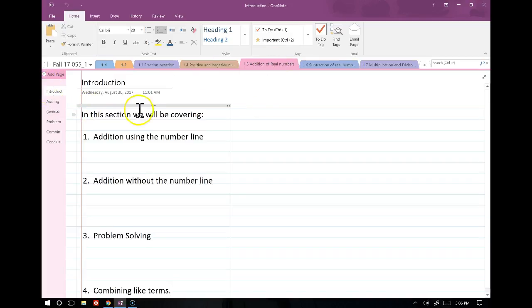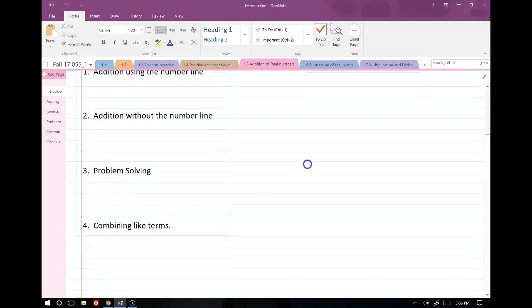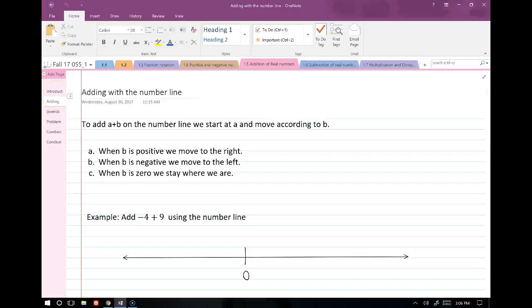All righty. So today we'll be going over section 1.5, and this has to do with the addition of real numbers, using the number line to complete that addition, and also not using the number line to complete that addition. And then we'll do a little bit of problem solving and what we call combining like terms. All right, so we'll go into the addition first.